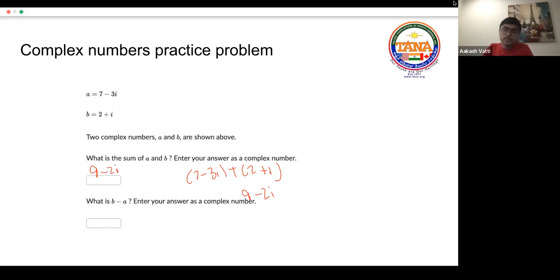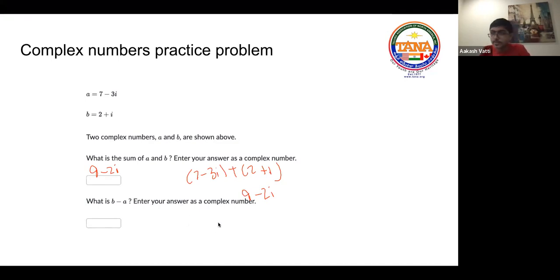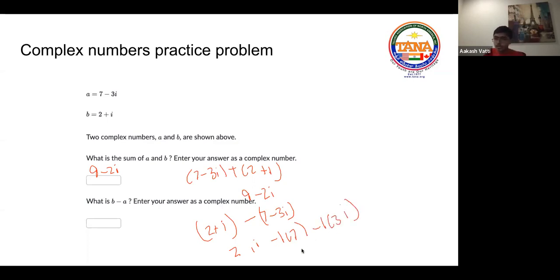And for the second one, you're doing subtraction instead of addition. So you have 2 plus i. Remember, it's 2 plus i because it's B minus A, minus 7 minus 3i. Again, parentheses on both sides. So you have 2 plus i minus 1 times 7 minus 1 times 3i. It's 2 plus i minus 7 plus 3i. And you combine like terms at this point. So you have negative 5 plus 4i as your answer.